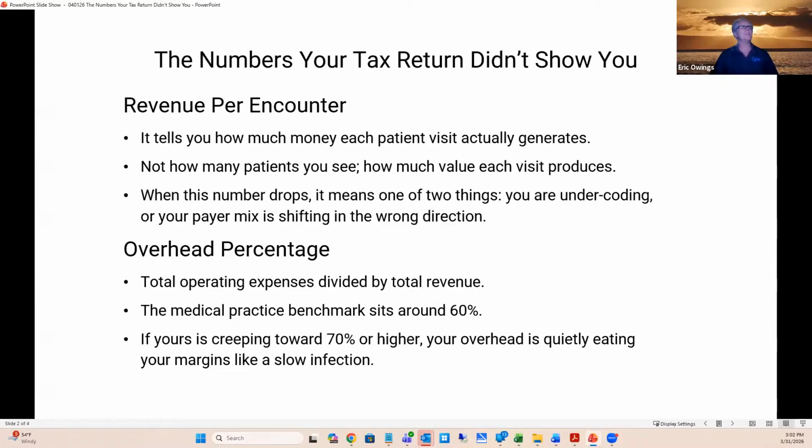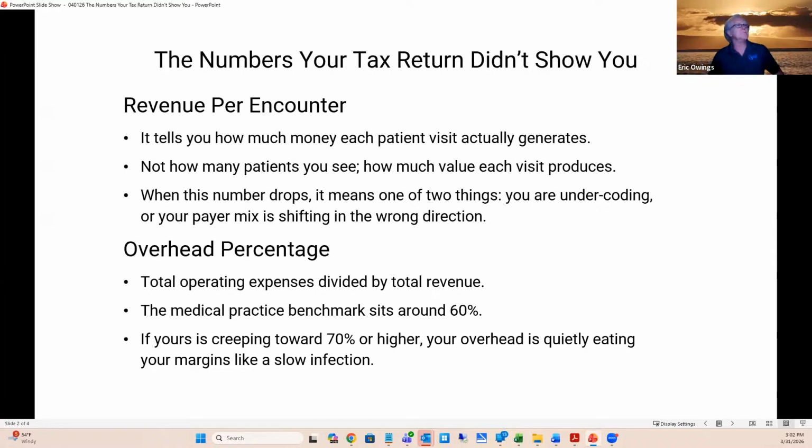The first one is a biggie. It's revenue per encounter. So basically, if you take the amount of money that's generated in a month's time and divide that by the number of encounters, you're going to have an RPE number. And it's not how many patients that you see, but the value that each visit produces, as we say here. If this number drops, you're either undercoding or your payer mix is shifting in the wrong direction. So that's a good thing to keep an eye on.